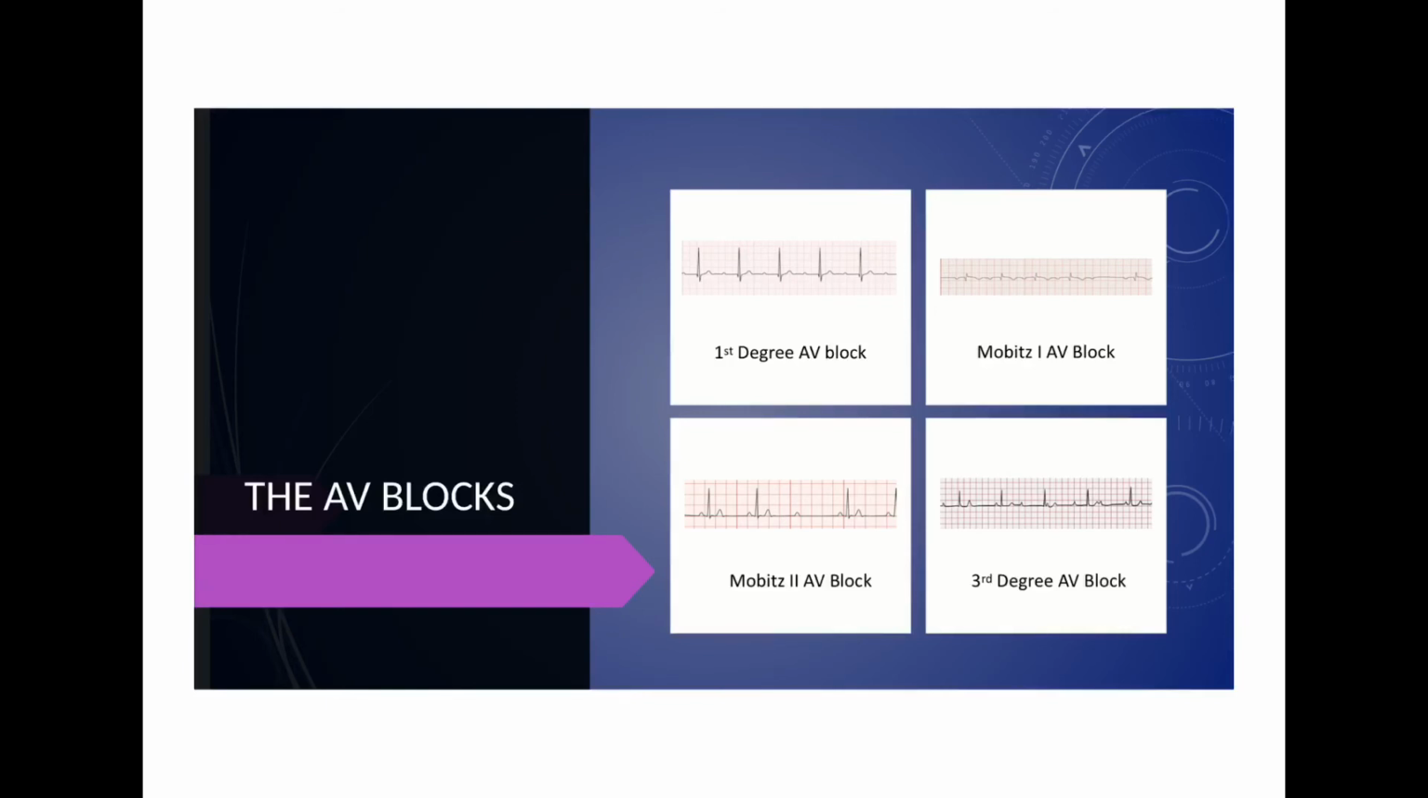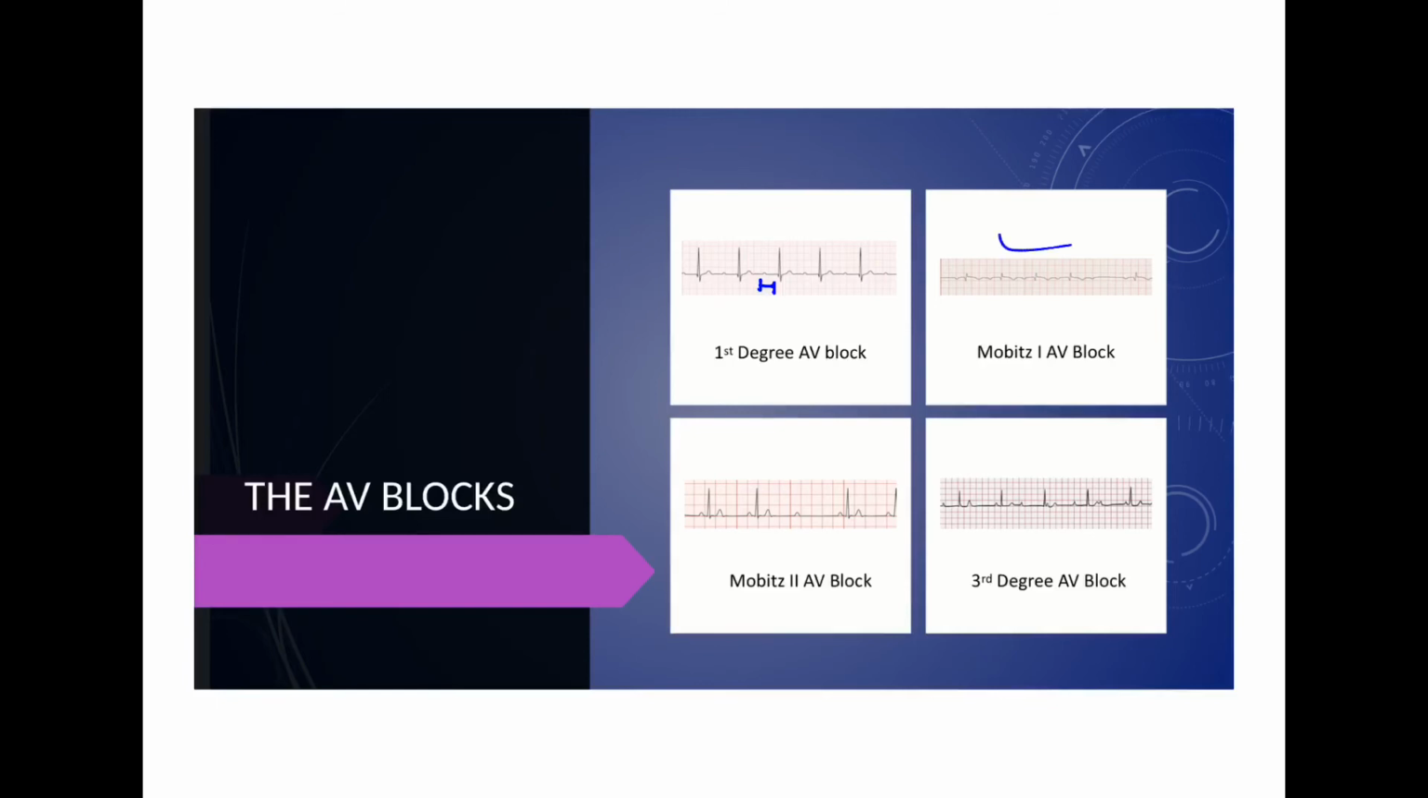Here's what they all look like in a rhythm strip. In the first degree AV block, you see that it's a regular rhythm. There's P waves before each of the QRSs, but it looks like there is more than 2 boxes from the start of the P wave to the start of the QRS, more than 200 milliseconds, and that's indicative of a first degree block.